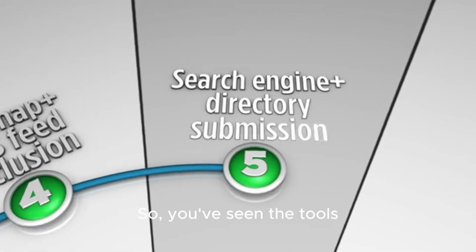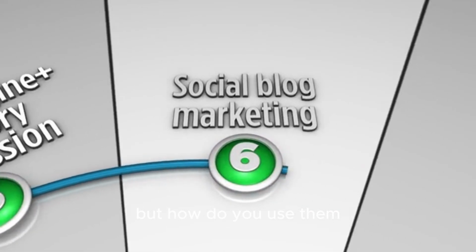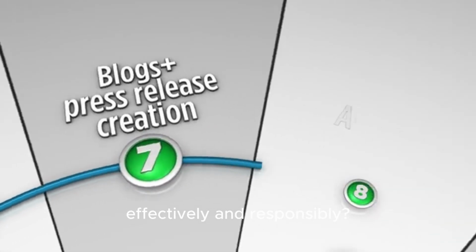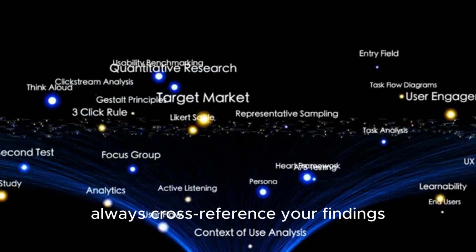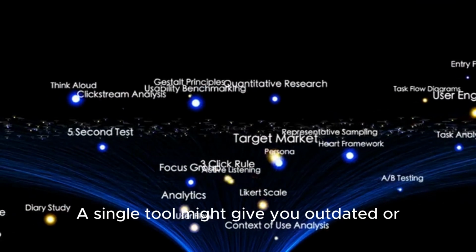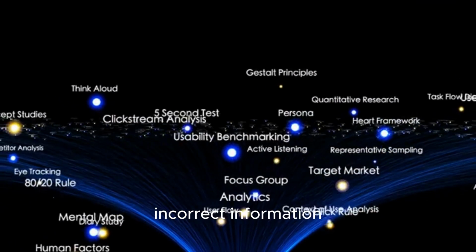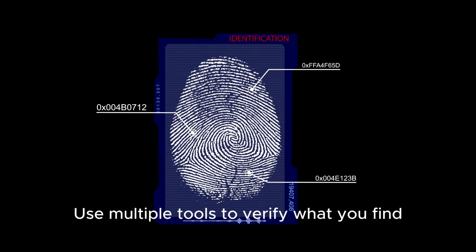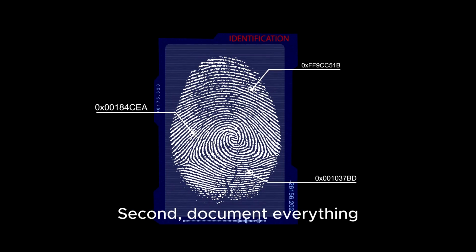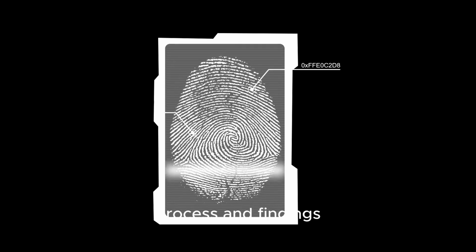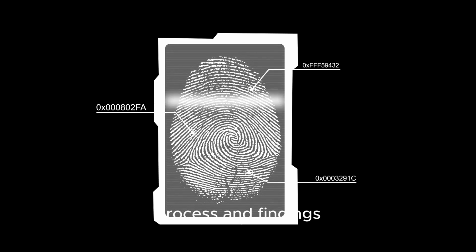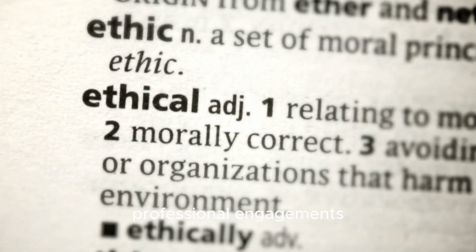So, you've seen the tools, but how do you use them effectively and responsibly? First, always cross-reference your findings. A single tool might give you outdated or incorrect information. Use multiple tools to verify what you find. Second, document everything. Keep detailed notes of your process and findings. This is essential for professional engagements.